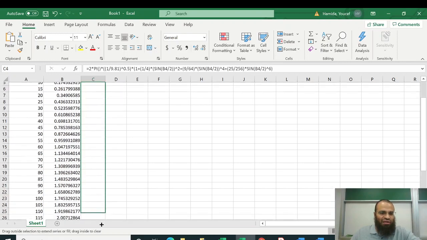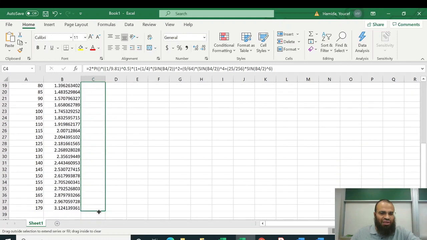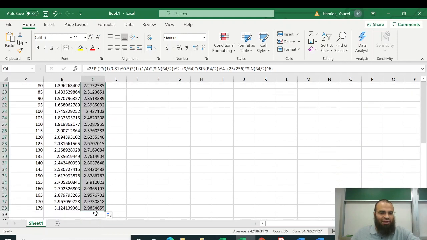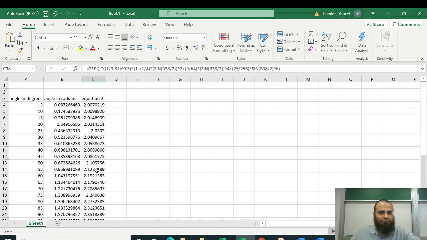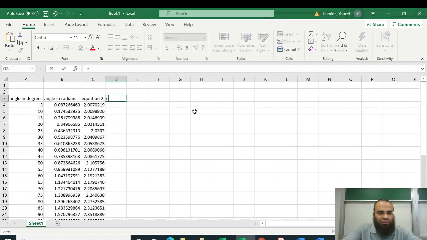See, if you did it with calculator, you would be doing each cell by itself. But now I did it with the spreadsheet, and that's that. I got 2.98 all the way here. Now equation 3. Let's see what equation 3 gives me.